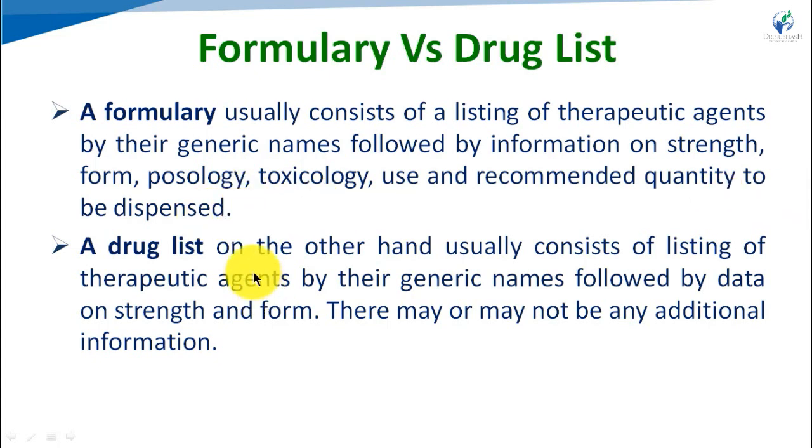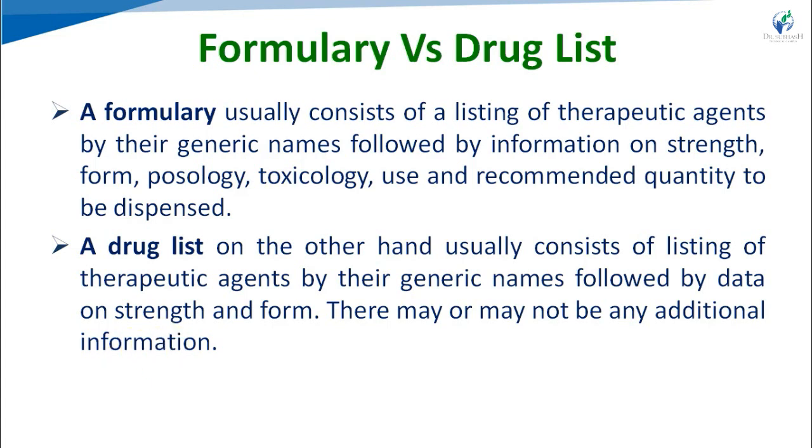Whereas a drug list, on the other hand, usually consists of a listing of therapeutic agents by their generic name followed by data on strength and form. मतलब ड्रग लिस्ट में हमें कम इंफॉर्मेशन मिलेगी. There may or may not be any additional information in the case of a drug list. So compared to a formulary, we have less information in the case of a drug list.